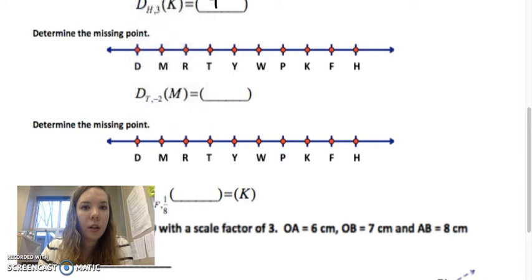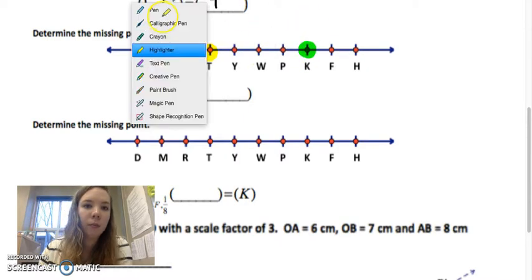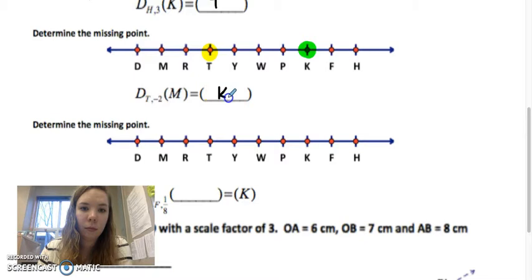Here, our center is T. I'm going to M, so that's 2. And this means we're changing direction. This -2 means I'm going this distance of 2, and I want to double that the opposite way. So that'd be 1, 2 would land me at K. So this is my M prime.